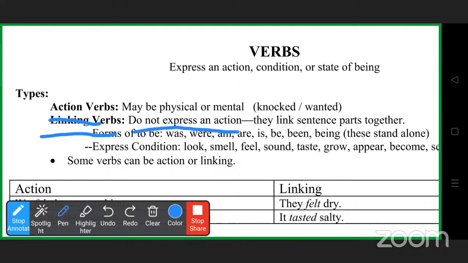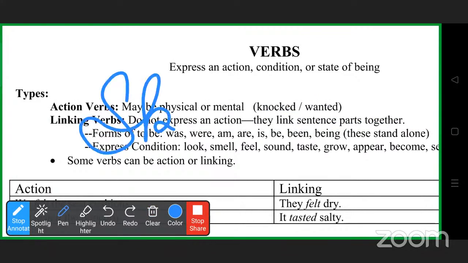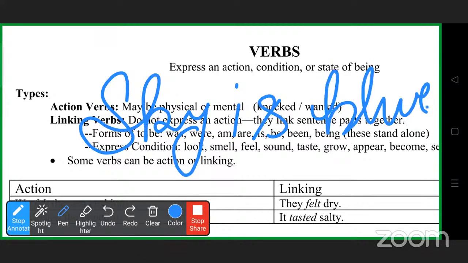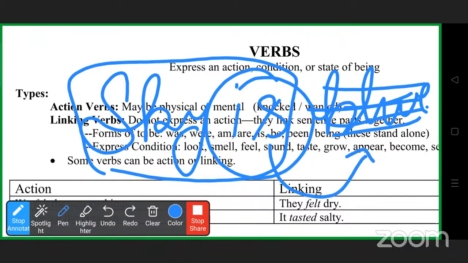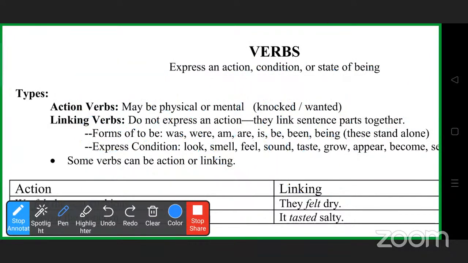They do not express an action, they link sentence parts together. When they link up together, the meaning becomes clear. For example, I used to say, the sky is blue. When I say the sky is blue, if the word blue is not written, then it is not clear what this verb will signify. What it signifies becomes clear when we add the word blue, so that it becomes meaningful.